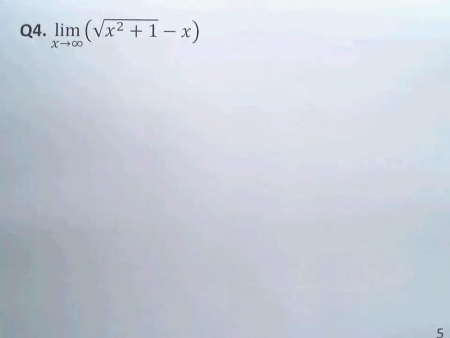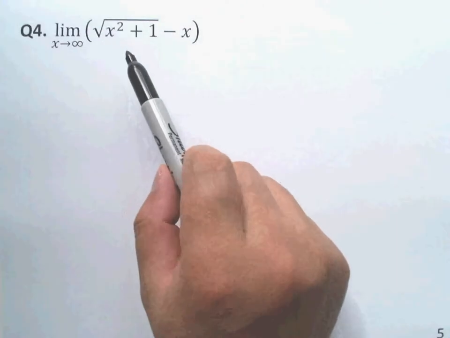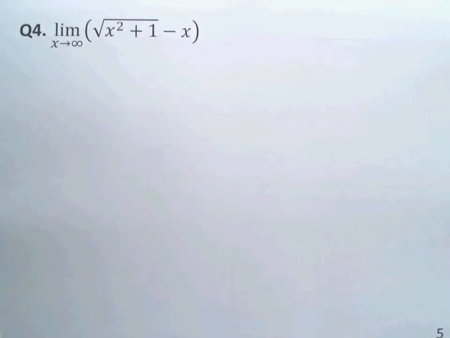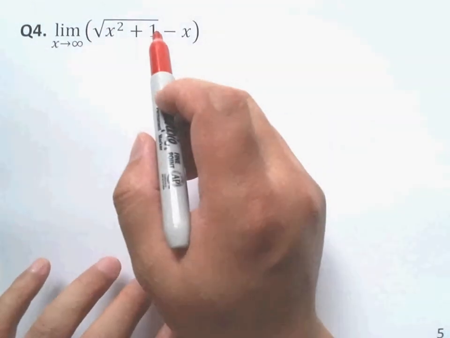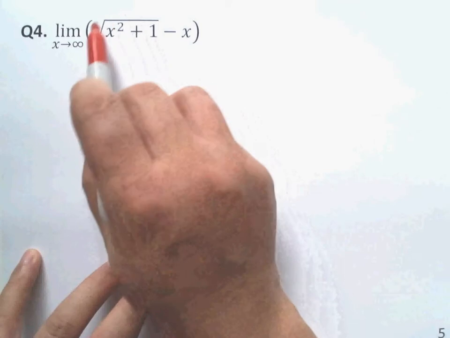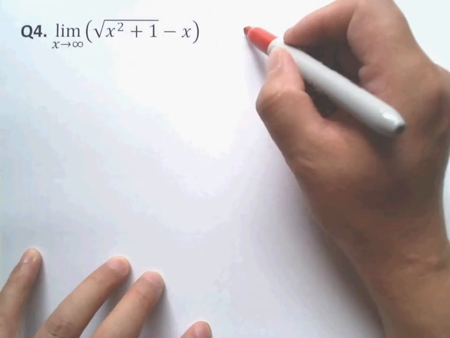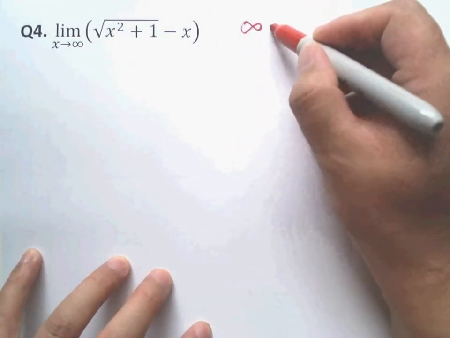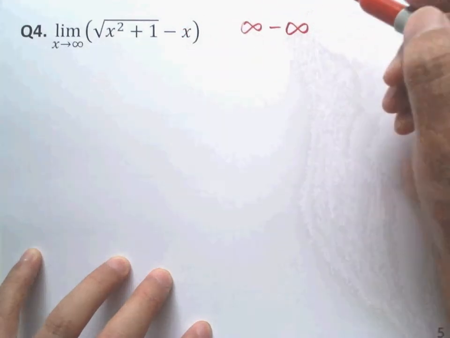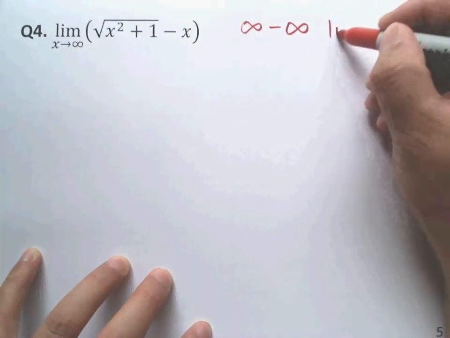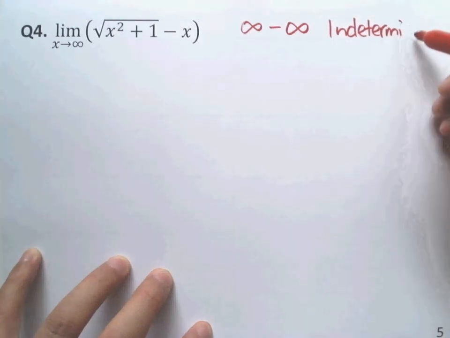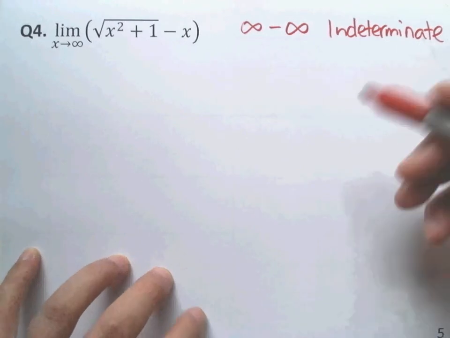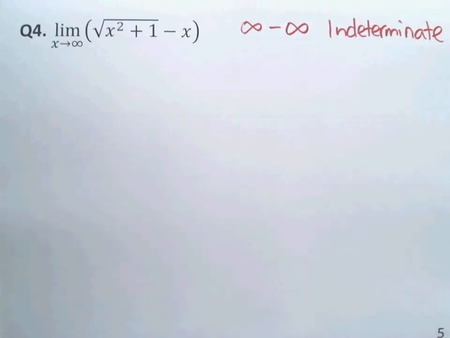But this question is different. What to do? This time it is not a fraction. It's just a minus. First, let us check the form. If log x goes to infinity, and x goes to infinity, keep in mind this is also indeterminate. Infinity minus infinity is also indeterminate.